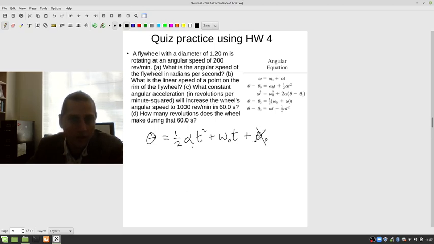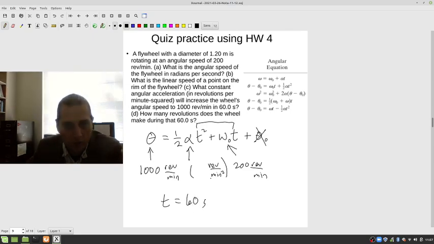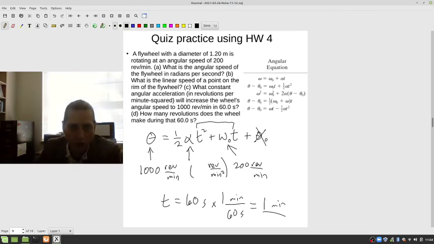Okay, so in our previous slide we found this. We know this would be 1,000 revs. And this was some answer in revs per minute squared. Omega naught was 200 revs per minute. And all you have to do is put in your t. And the t that they give you is 60 seconds. However, remember, if everything here has minutes on the bottom, you better make sure your t also is in terms of minutes. So in that case, it would have to be 1 minute. Okay. So if you put in just 1 there, you'll get the right answer.